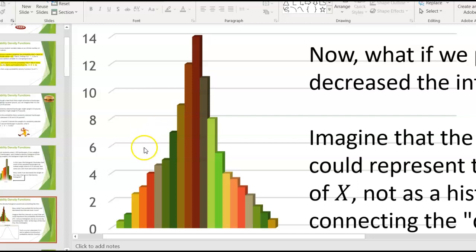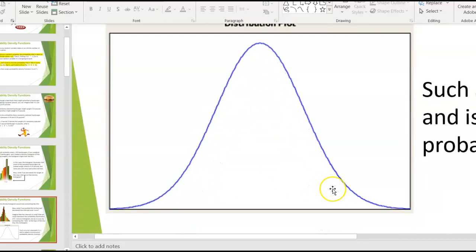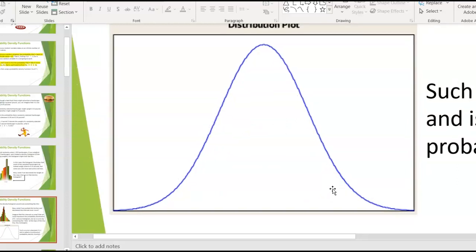And then this one here, the steps get smoother, and eventually if you had an infinite number in your sample, it would become this really smooth function. This function is our PDF.